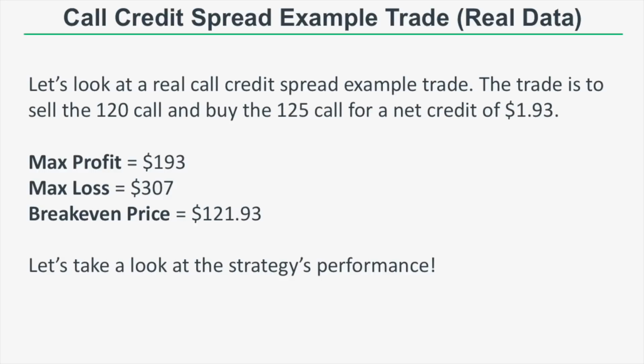Now our break-even price for this spread is $121.93. Now that's calculated by taking the call strike that we sold, which is $120, and then adding the credit of $1.93 to that. So if the stock price is below $121.93 at expiration, the strategy will make money. So let's go ahead and take a look at this strategy's performance.